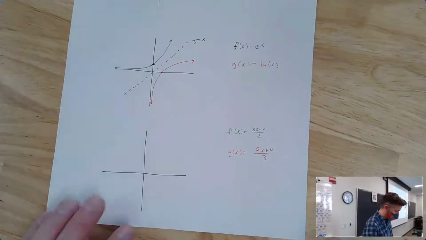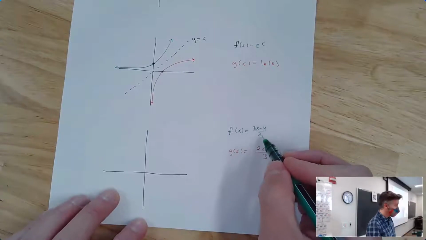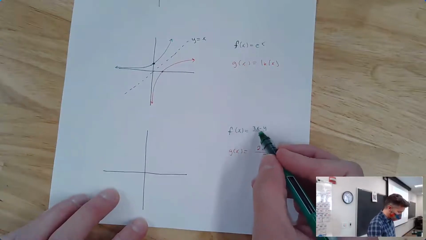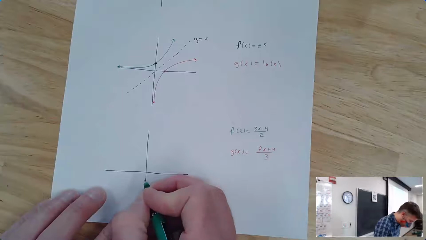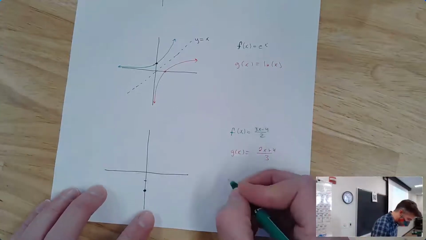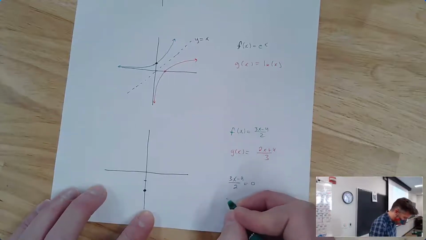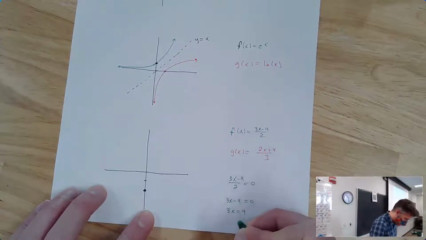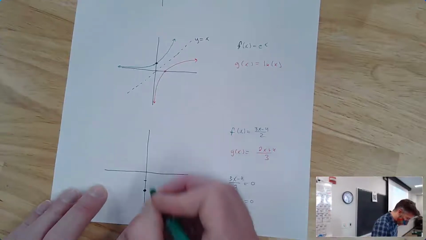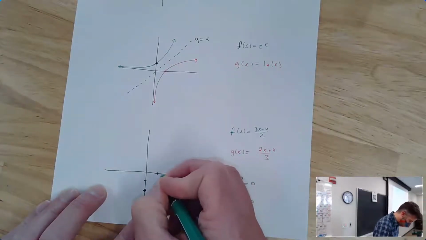So for this green function, f of x, the y-intercept is going to be -2. If I set x equal to 0, I'm going to get -2 for y. And for the x-intercept, if I set this equal to 0, I actually have to do some work. I set (3x minus 4) over 2 equal to 0. Multiply both sides by 2. Solve for x. Get x equal to 4/3. So there's 1, there's 2, there's 4/3 of everything.